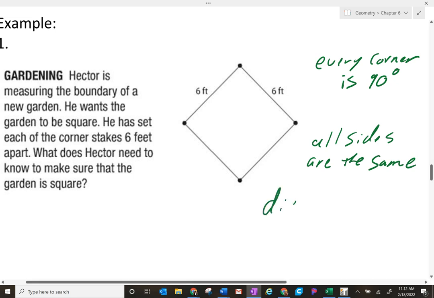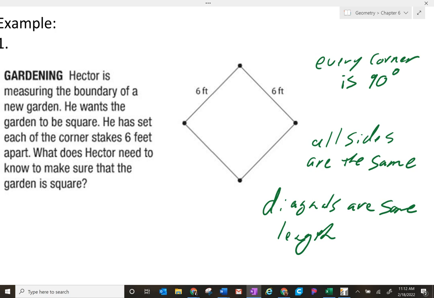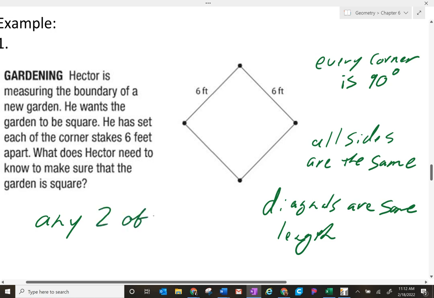Okay, if the diagonals are the same length, then that'll prove that every one of these corners is going to be 90 degrees. For this, again, I can't spell, I'm letting you know right now. For this part, if you can do any two of these, you'll prove it's a square.